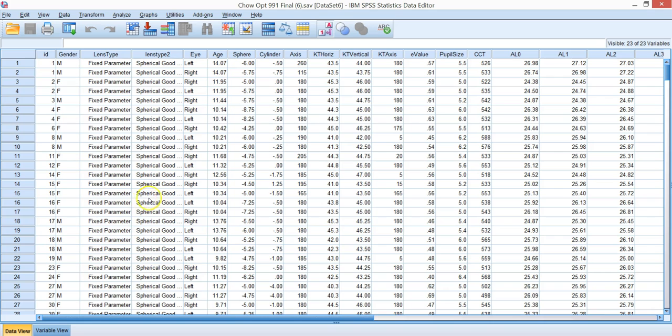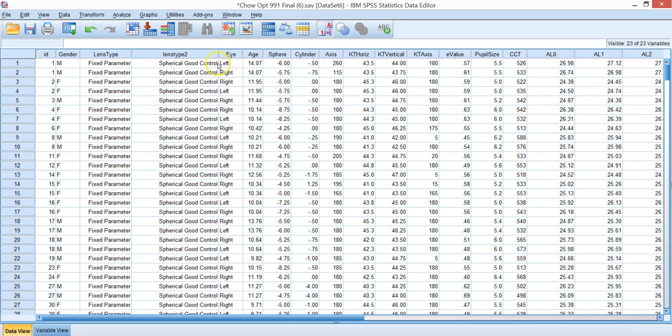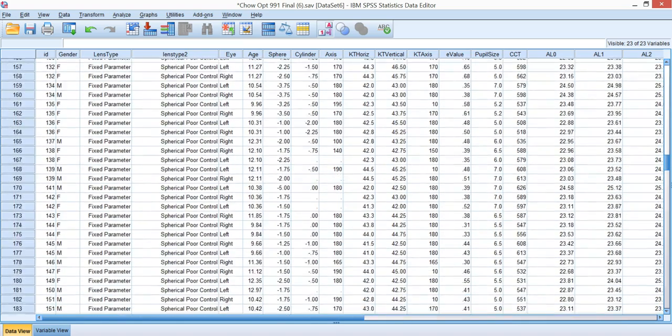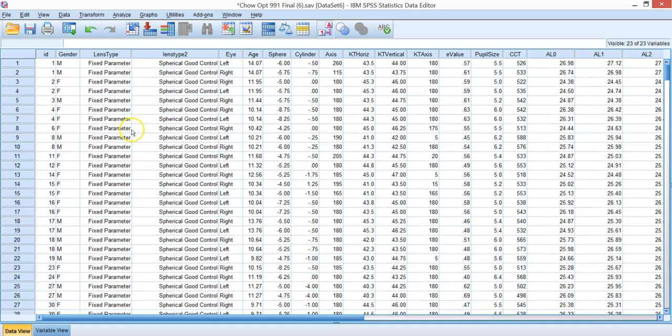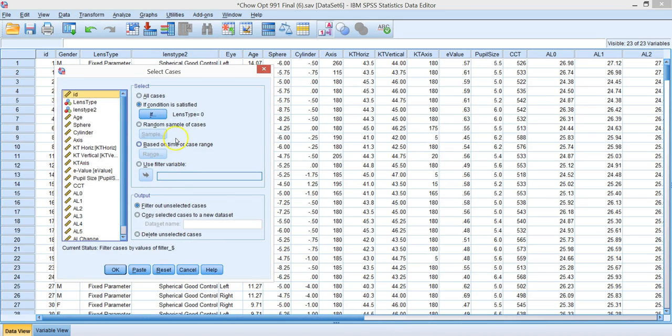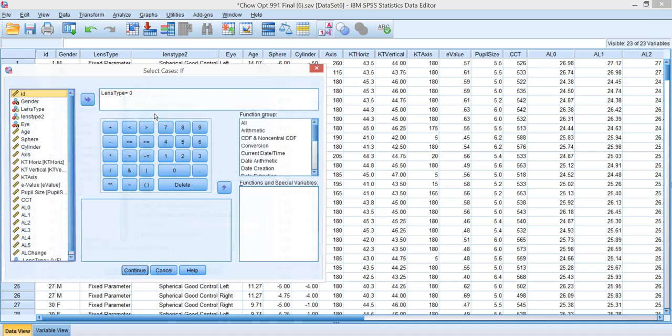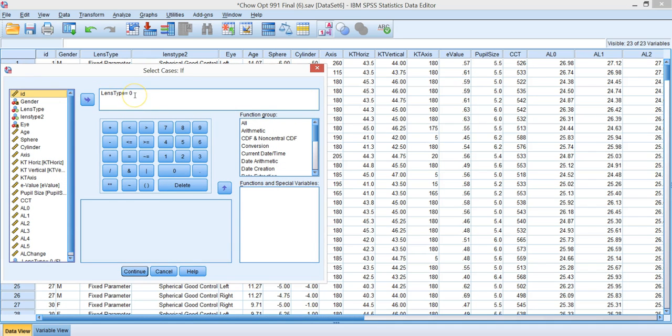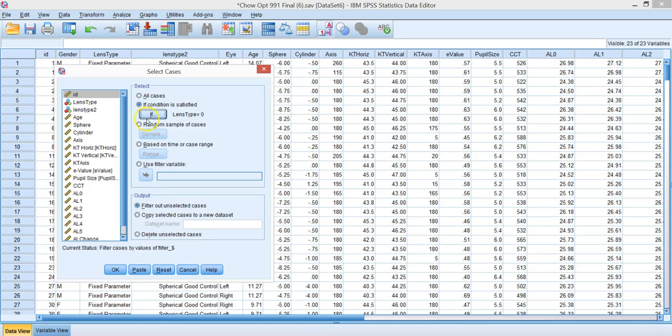So our goal with logistic regression is to determine what variables can predict good control versus poor control. And so we've switched over to SPSS, and we want to only look at lens type spherical. So we're going to select cases, and we select if lens type equals 0. And so that gives us our lens type 2 of good and poor control.